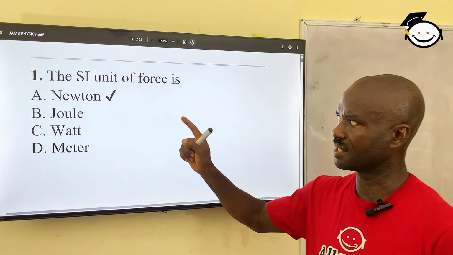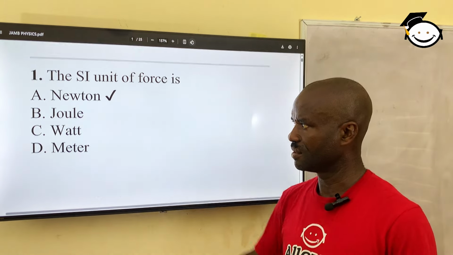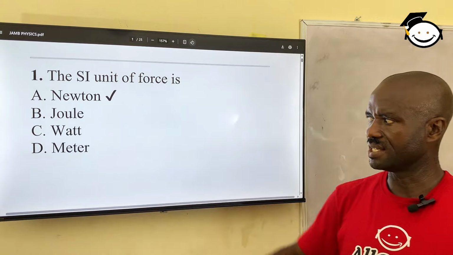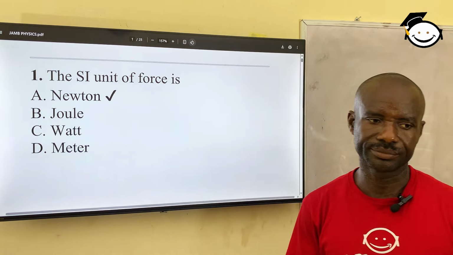Newton is the standard international unit for force. Joule is energy, Watt is power, while D, meter, is distance. So the correct answer is A.